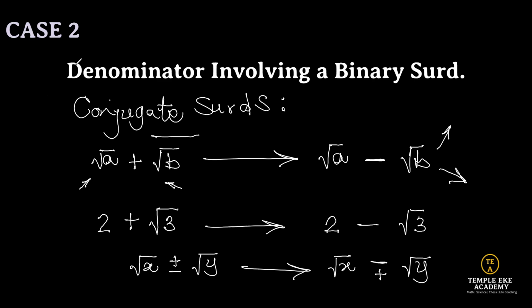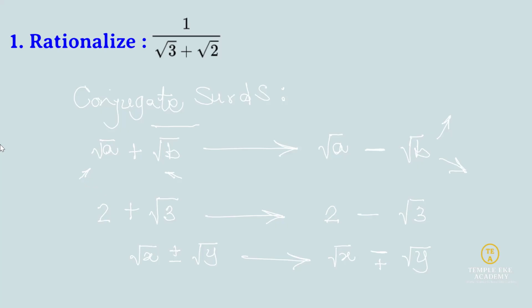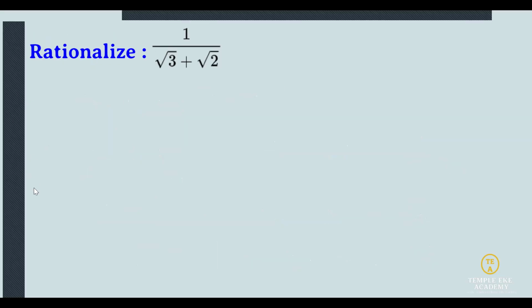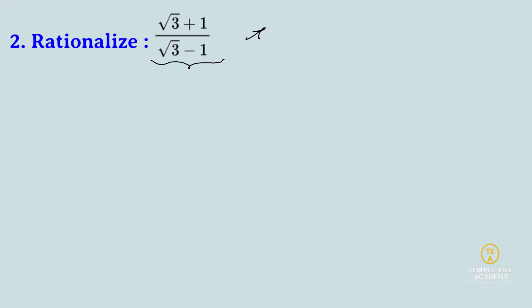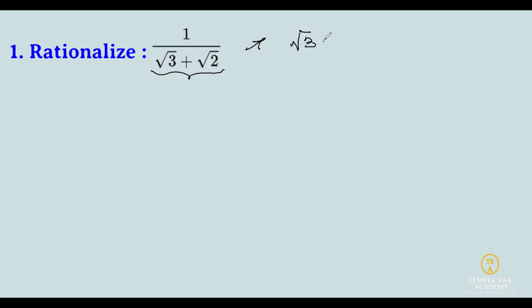Now, come with me. Let us take a look at some examples to see how it works. All right. So we have an example. Come with me. Let's go. This is 1 over root 3 plus root 2. And now think of the conjugate of this denominator. Can you figure it out? What is the conjugate of root 3 plus root 2? Of course, root 3 minus root 2. This is the conjugate, root 3 minus root 2.